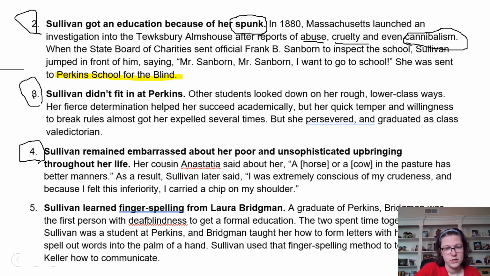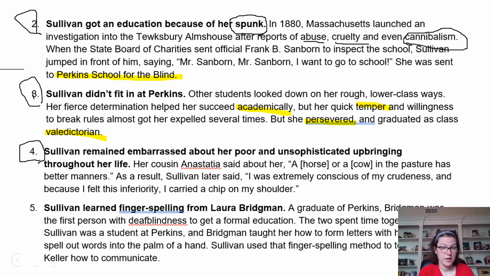Sullivan didn't fit in at Perkins. Other students looked down on her rough, lower-class ways. Her fierce determination helped her succeed academically, so meaning she made really good grades. But her quick temper, what is a quick temper? It means she gets angry a lot, and we've kind of seen that so far in the book. And willingness to break rules almost got her expelled several times. She persevered, meaning she did not give up, and graduated class as valedictorian. So valedictorian is like the number one in the class. So she had the top grades.